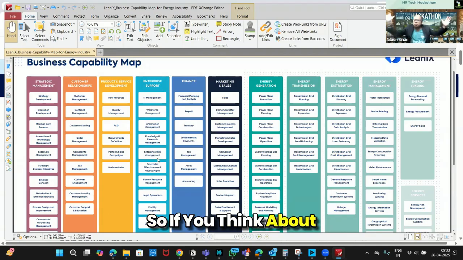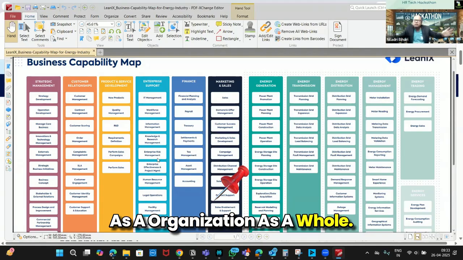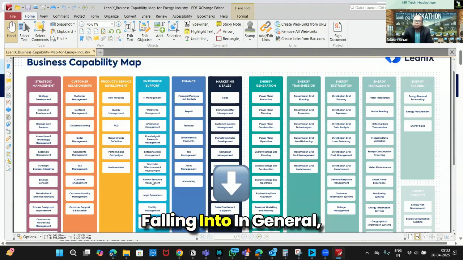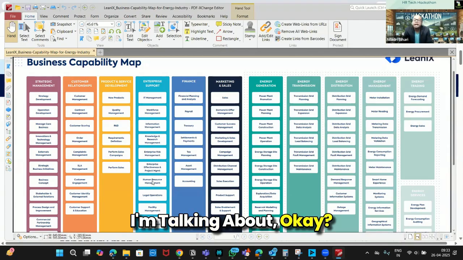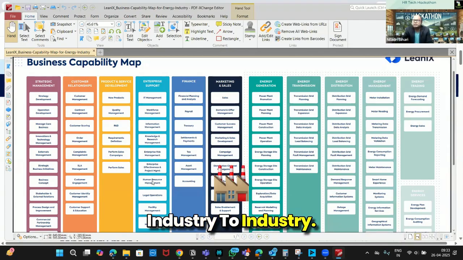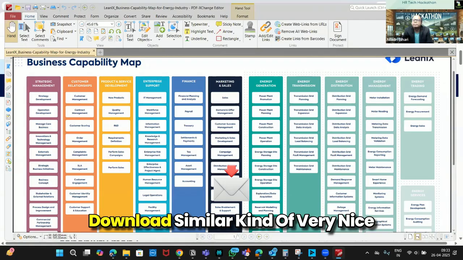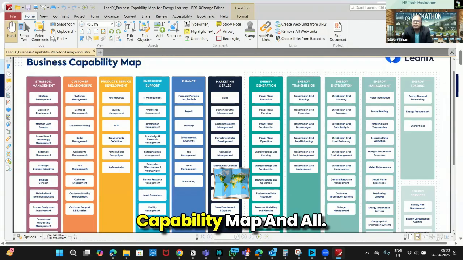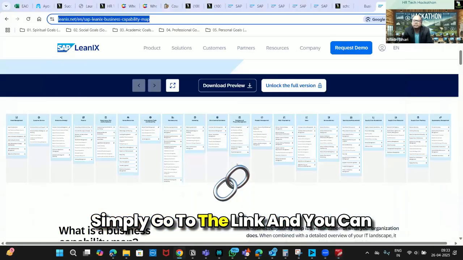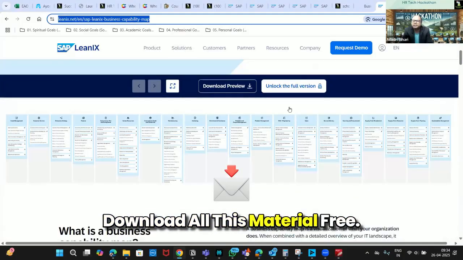If you think about the organization as a whole, this is where HR will be falling into, in general. It can vary from industry to industry. The example I've given is from the energy utility industry. This is an example you can download, a very nice capability map. Simply go to the link and you can download all this material free.